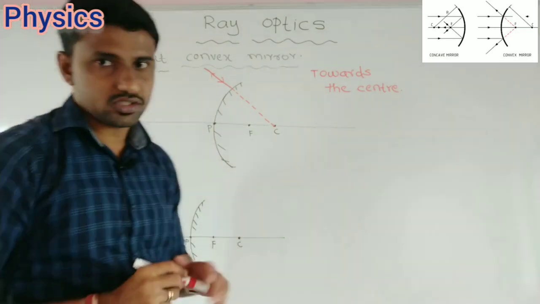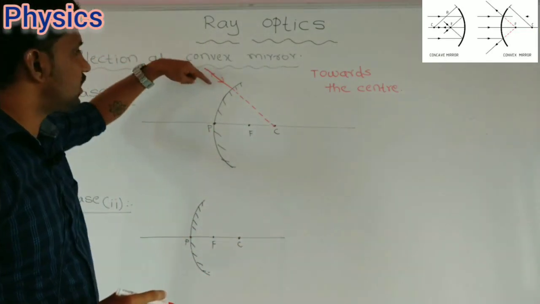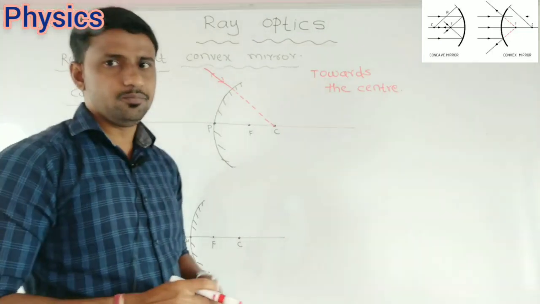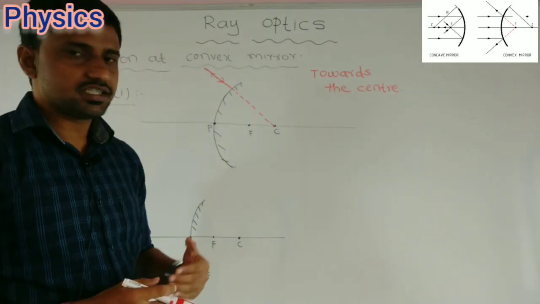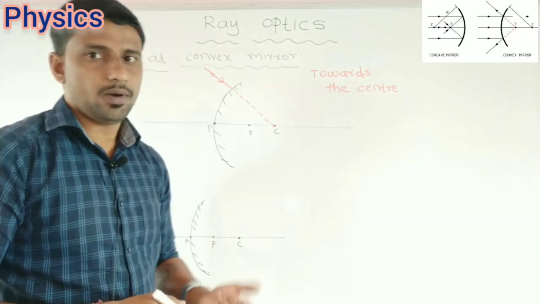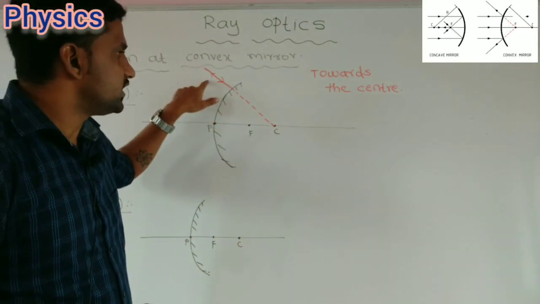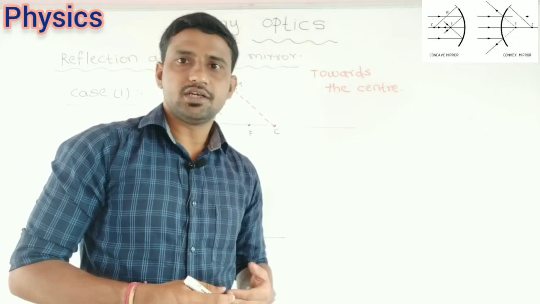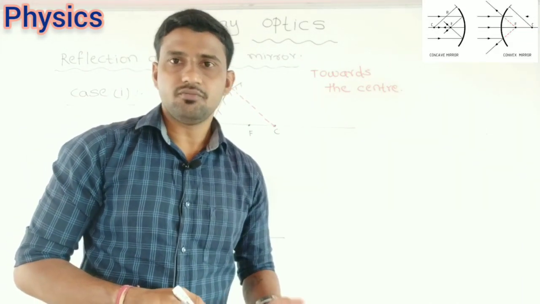That means if I incident a ray of light towards the center of the convex mirror, then it will retrace its path. The reflected ray will retrace its path, which means the path of the incident ray and the path of the reflected ray are the same. That is the first case.